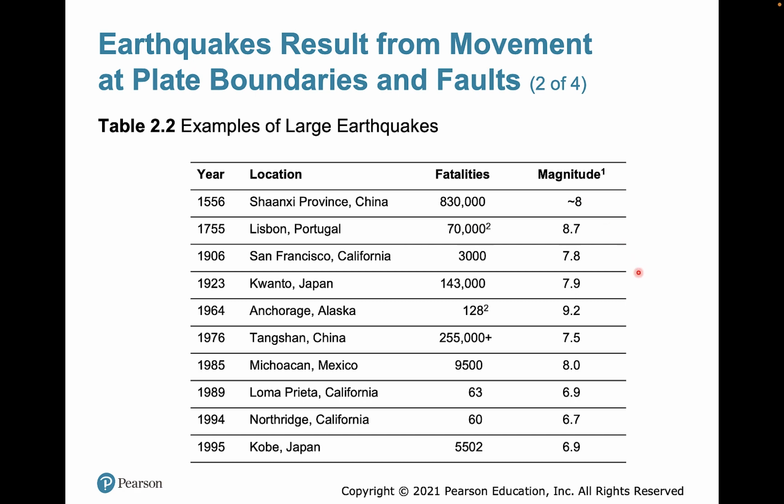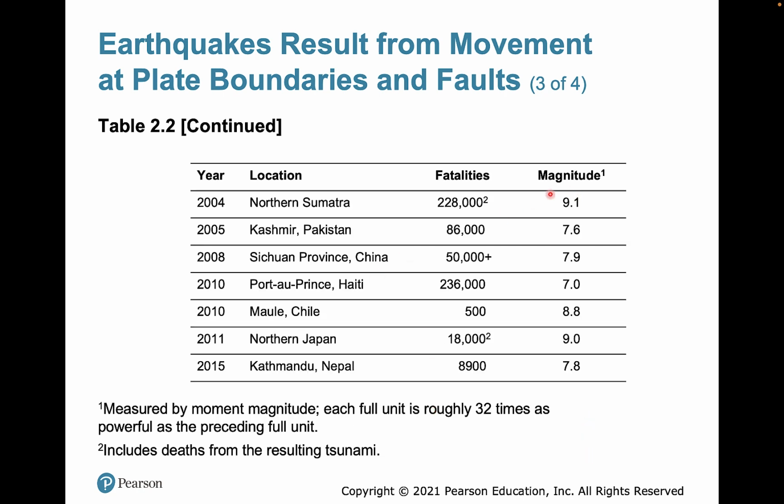So here are some of the examples of the big earthquakes in the world. Anchorage, Alaska, 9.2. I remember Loma Prieta. That was the World Series earthquake. Northridge, I remember that one. I remember Kobe. Northern Sumatra was the big tsunami that killed a lot of people. These were the two, Port-au-Prince, Haiti, and Maule, Chile, right? The one in Chile was much larger but caused a lot fewer deaths. And this was the Tohoku earthquake in Japan.